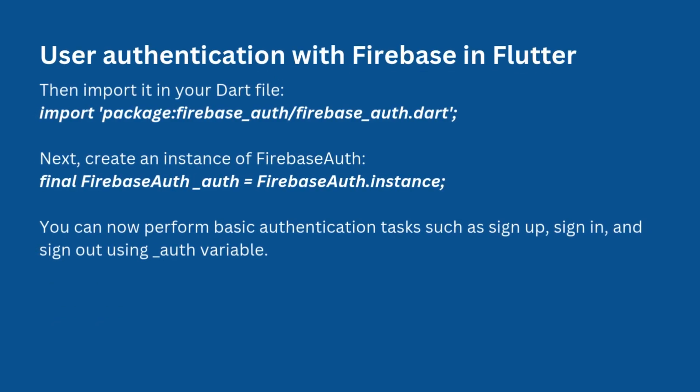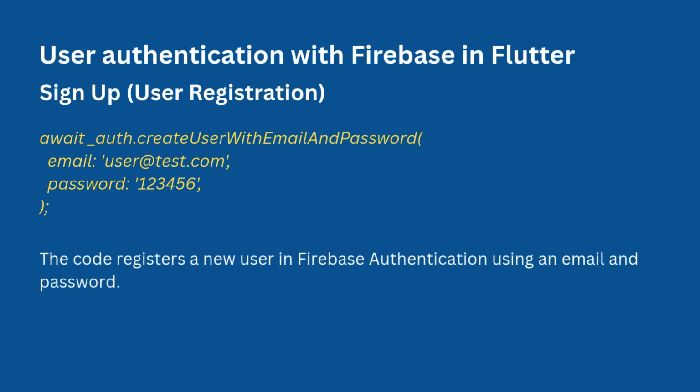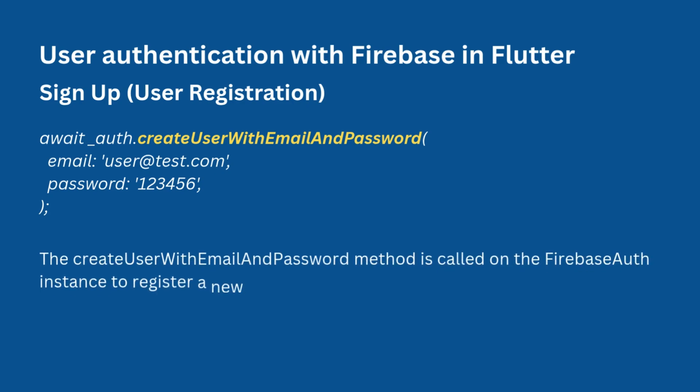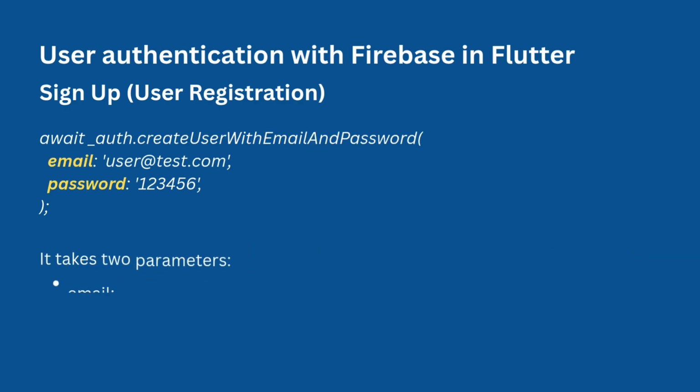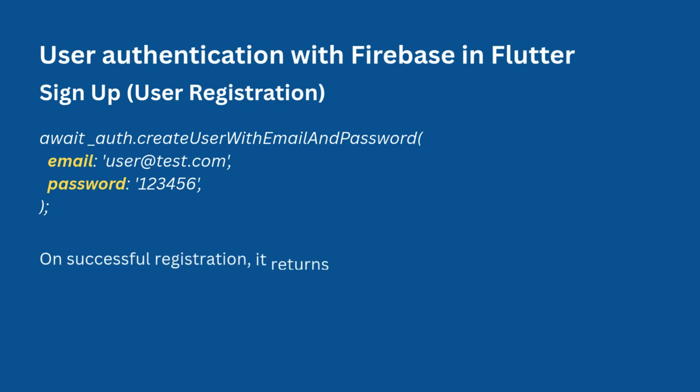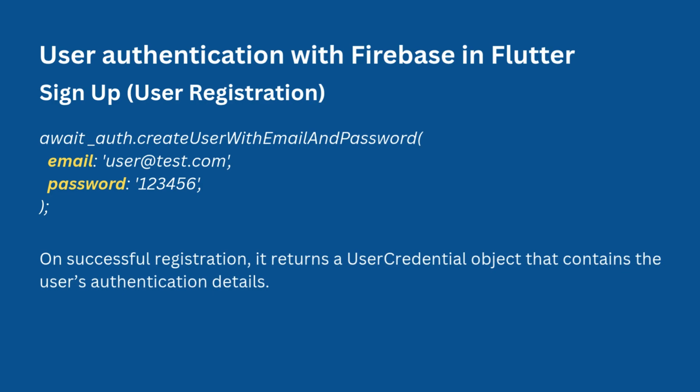Next, create an instance of FirebaseAuth like this. final FirebaseAuth _auth = FirebaseAuth.instance. You can now perform basic authentication tasks such as sign up, sign in, and sign out using the _auth variable. The code registers a new user in Firebase Authentication using an email and password. The createUserWithEmailAndPassword method is called on the FirebaseAuth instance to register a new user. It takes two parameters, the user's email address and the user's chosen password. On successful registration, it returns a UserCredential object that contains the user's authentication details.